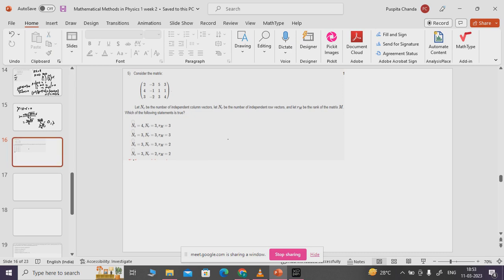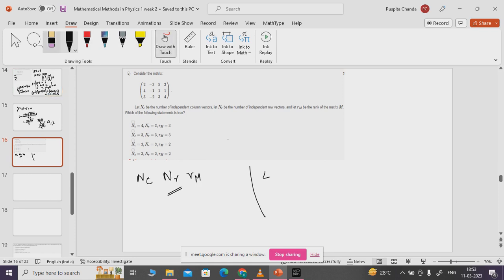Problem number 5. We need to determine NC, NR and RM. NR is the number of independent row vectors. The matrix is 2 minus 3 5 3, 4 minus 1 1 1, 3 minus 2 3 4.